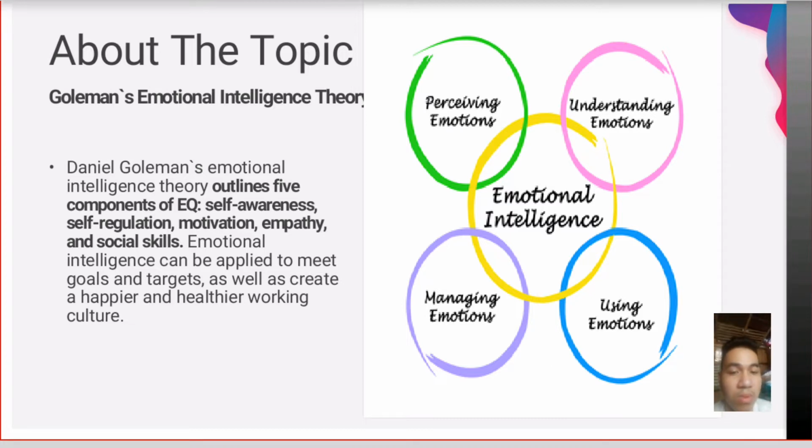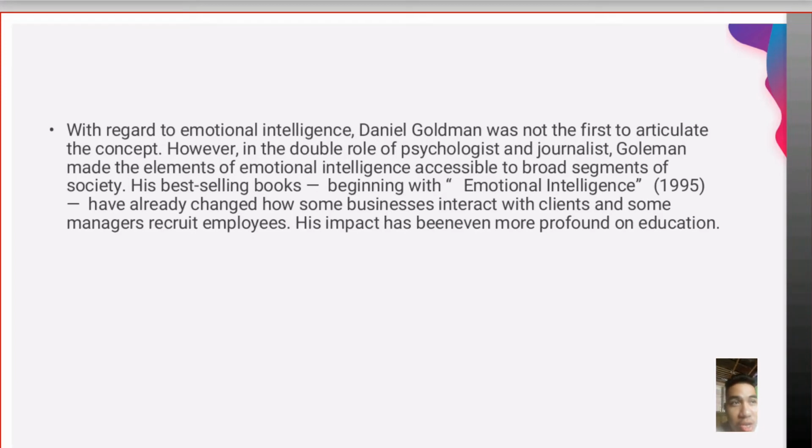Here in the right corner, we've noticed the Venn diagram of emotional intelligence: perceiving emotions, managing emotions, using emotions, and understanding emotions. Now let's move on to the introduction.